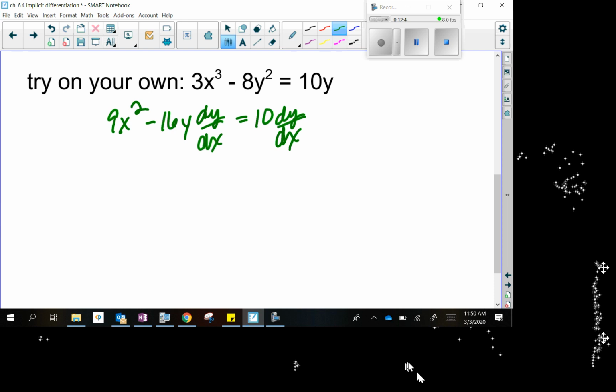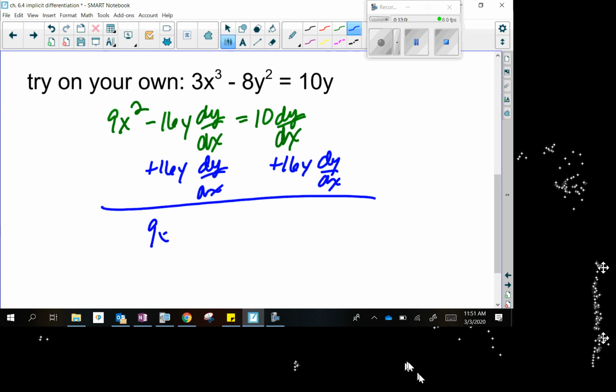No, we're not going to be able to add them. Well, we're going to take out the dy dx, right? A GCF? Okay, let's try it. So first, let's get all the dy dx terms together. So we get 9x squared equals 10 dy dx plus 16y dy dx.